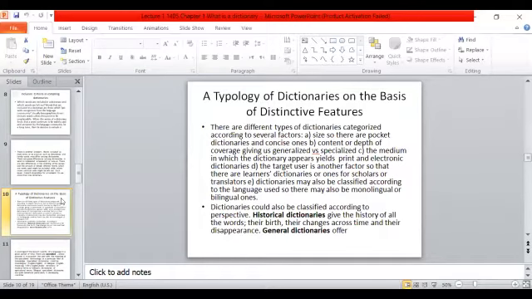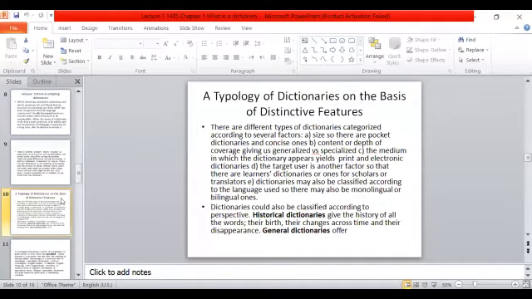A typology of dictionaries on the basis of distinctive feature. There are different types of dictionaries categorized according to several factors. The first factor is the size, so that there are pocket dictionaries and concise ones. The second factor is content or depth of coverage, giving us generalized versus specialized dictionaries. The medium in which the dictionary appears is print dictionaries, that is the hardcover dictionaries, and electronic dictionaries, the e-print dictionaries.